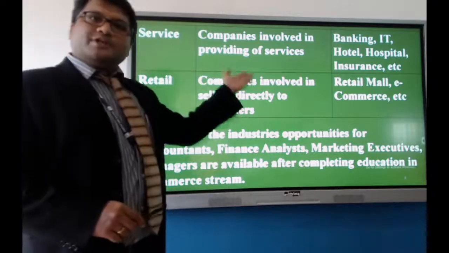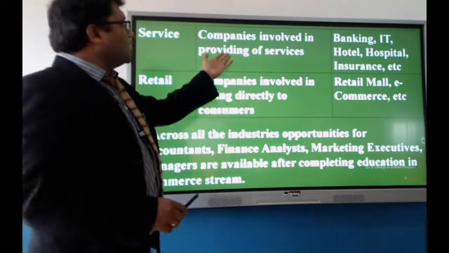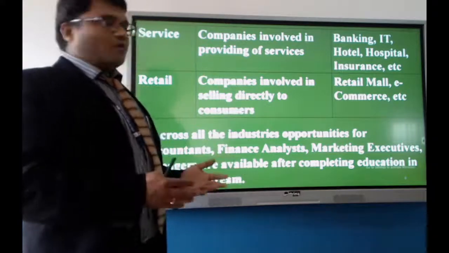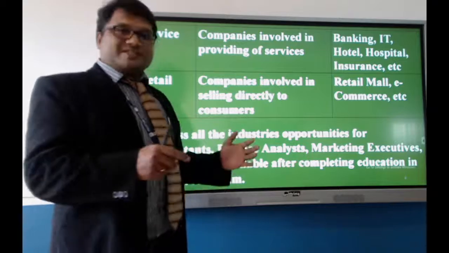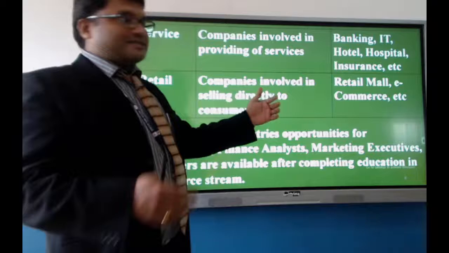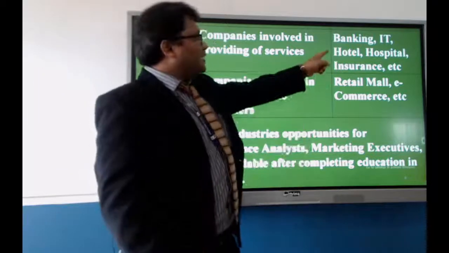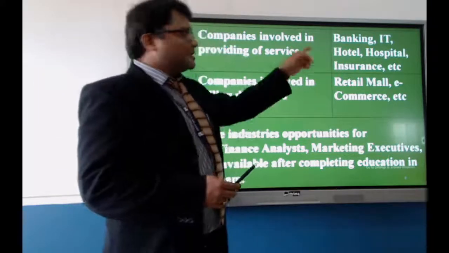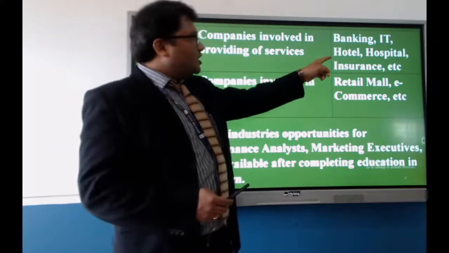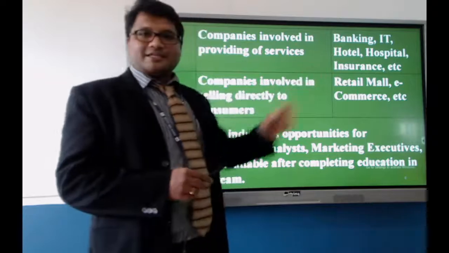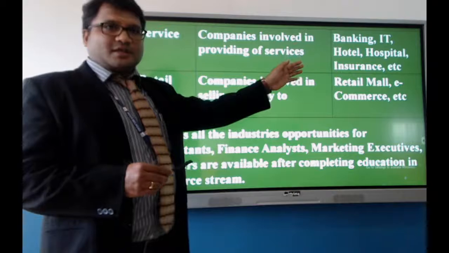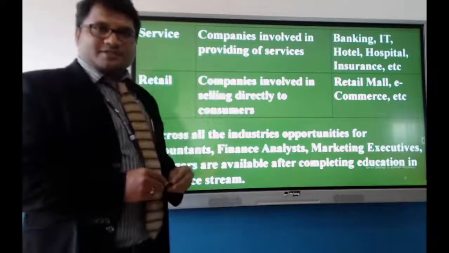Now, which are the companies which are involved in the service industry? All those companies which are involved in providing services. So, what do we understand by services? Services means those things which are not products. Like for example, let's understand it with the help of examples like banking. Banking is an example of the service industry. Then IT, software industry, hotel industry, hospital industry, insurance, etc. So all these companies which are involved in such things are categorized under the service industry.